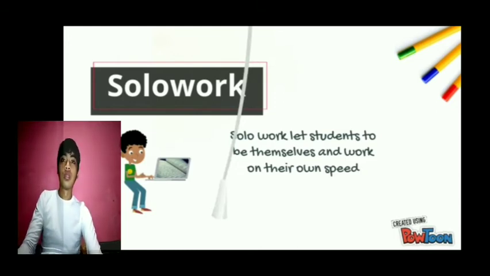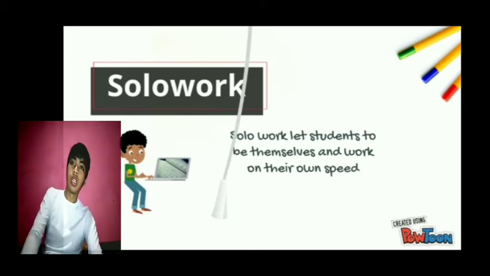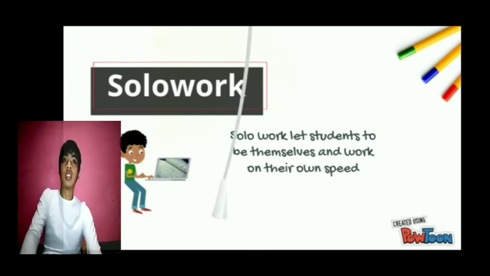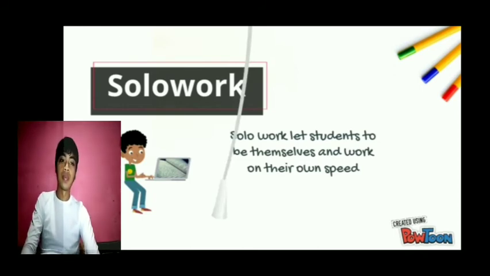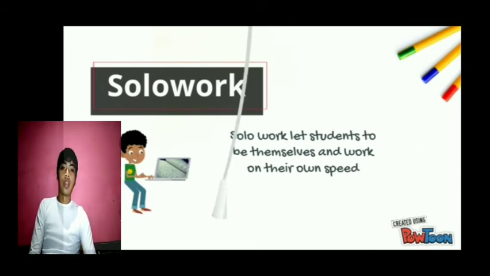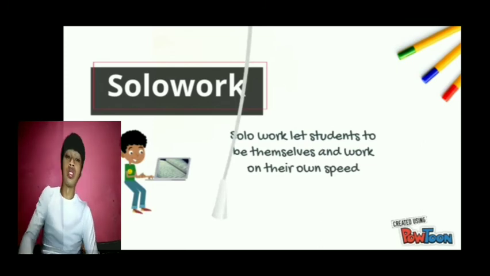And the disadvantages of this way: solo work does not help a class develop a sense of belonging. It takes much more time than interacting with the whole class. So the student is not interacting with the whole class, and it has a negative impact too for the student.